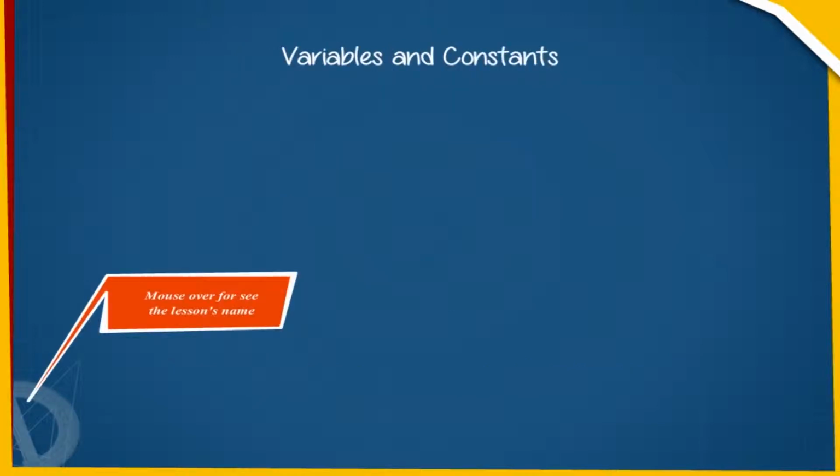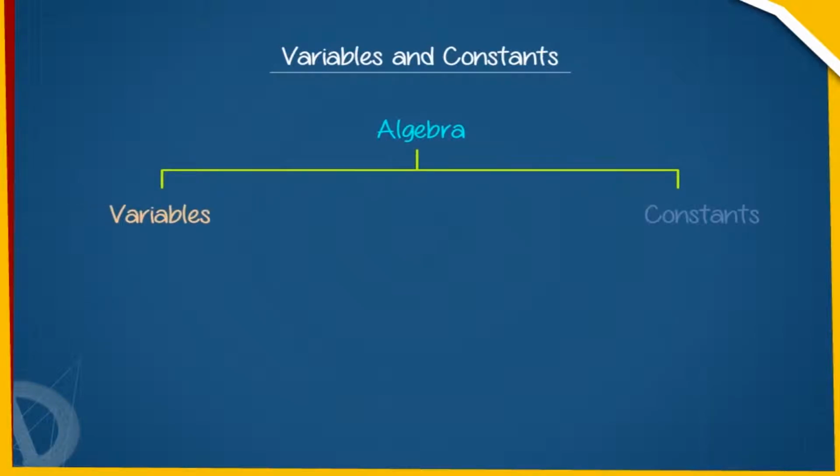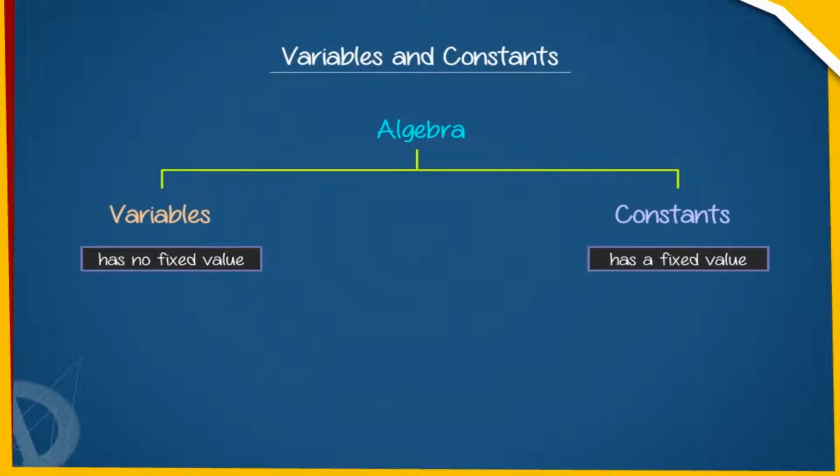Variables and constants. In algebra, we use variables and constants. A variable has no fixed value, but a constant has a fixed value. If we write y is equal to x plus 3, then y and x are variables and 3 is a constant.